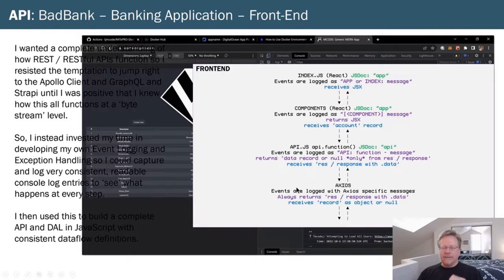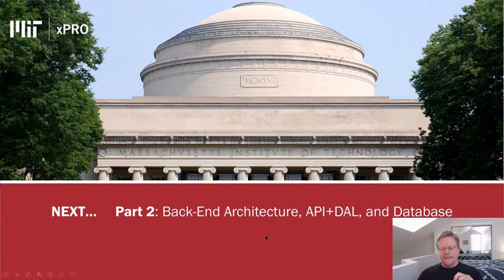But without having done that, I think I would have missed a lot of details if I had just jumped to Apollo Client and GraphQL. I now understand how those things work because I had to do it myself. It was pretty painful to do it all myself and to understand it at this level, but it's going to pay back in spades. In part 2, I will talk about the back end, how the API is handled in the Express app, the data abstraction layer, and the database.